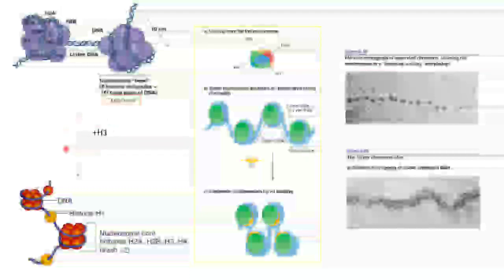So by the addition of the H1 histone protein, you will move to the next level of chromatin condensation. A single H1 histone protein will bind to the linker DNA here. The binding of the histone H1 to the linker DNA will help the two nucleosomes to pack to each other.